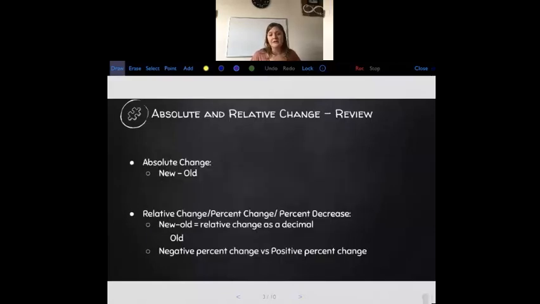Okay, so as a quick review, absolute and relative change. Absolute change is always new minus old, or most recent minus previous. Relative change, percent increase, percent decrease, is the formula new minus old divided by old, which will give you the relative change as a decimal. You have to convert this to a percent. Okay? And remember that this formula spells the sign. Negative percent change means that something is decreasing versus positive percent change means that something is increasing. And we'll talk about negative percent change, particularly in the online homework. It's a little bit tricky with how they're wanting to describe it, so we'll talk about both ways.